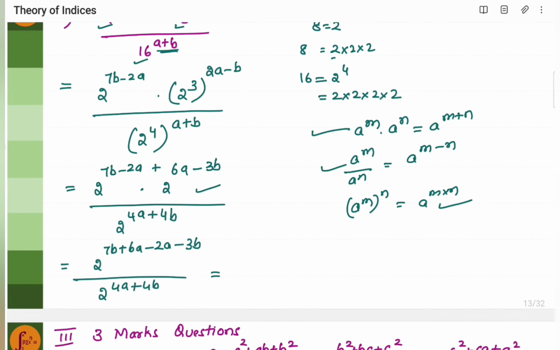Now we'll use this particular law, division law. The bases are same, 2 and 2. So we'll subtract the powers. We'll take this on top. So we'll have to subtract. We'll get 7b plus 6a minus 2a minus 3b. Now minus 4a and minus 4b. So we'll get 2 to the power 7b minus 3b is 4b. 4b minus 4b is going to become 0. Next 6a minus 2a is 4a. 4a minus 4a is 0. So ultimately we're going to get 0 here, which means 1.